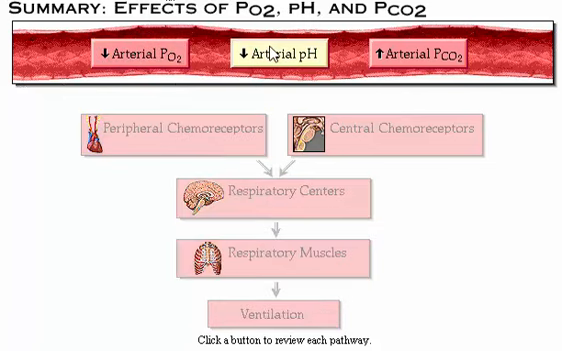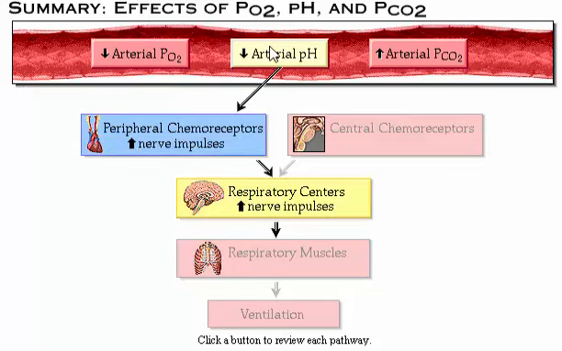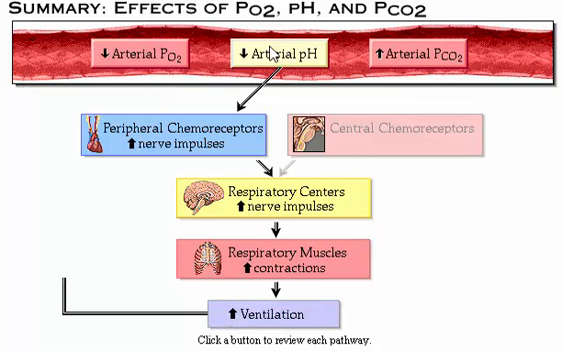When cells release acids into the blood, the acids release hydrogen ions, which lower the pH. This stimulates the peripheral chemoreceptors to send more nerve impulses to the respiratory centers. They, in turn, send more nerve impulses to the respiratory muscles, increasing ventilation. More carbon dioxide is exhaled, which returns the pH to normal levels.